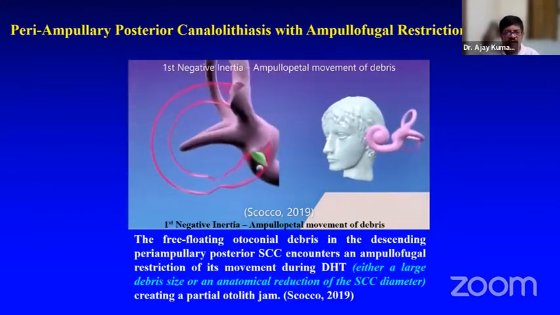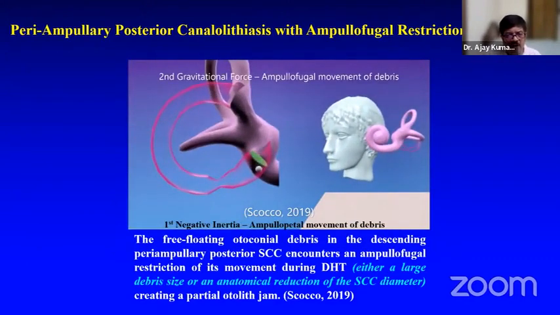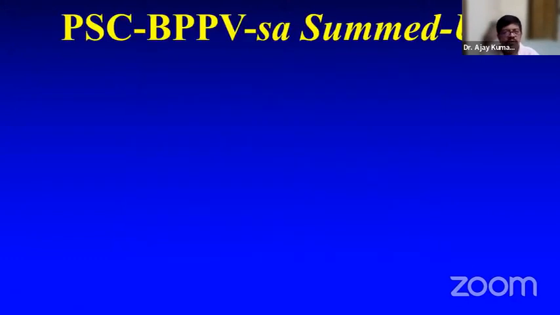Then because of gravity, it falls ampullofugally, causing an upbeating ipsitorsional nystagmus. That is exactly what happened in this case. So the posterior semicircular canal short arm is summed up here.